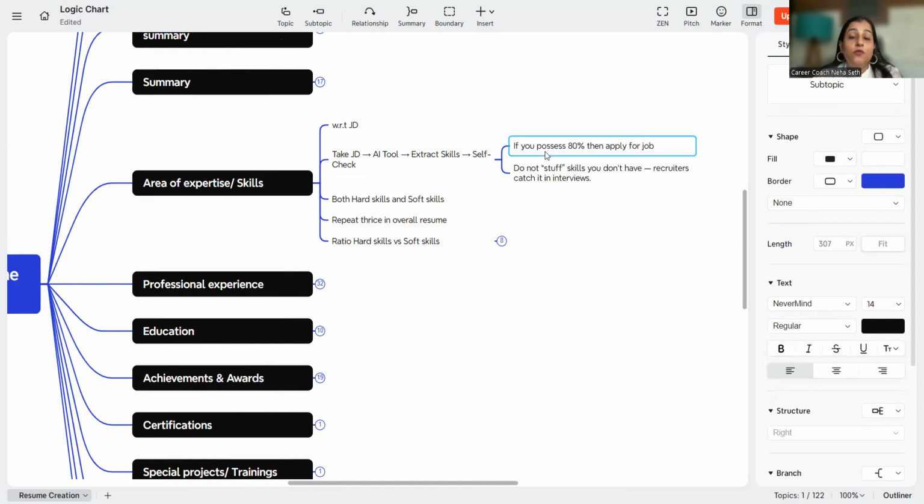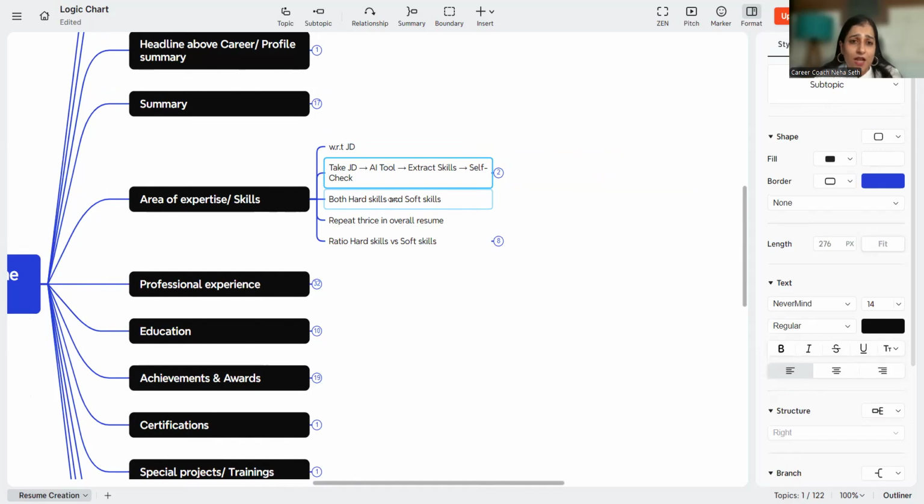Now, what you have to do is, if you possess 80% of those, do not fake it. Be honest, be authentic to what you are reading on those skills, and then apply for the job. So, if you possess 80% of those, then apply for the job, and do not stuff skills you don't have. Recruiters catch it in the interviews. So, do not stuff skills and do not fake it. Be authentic yourself.